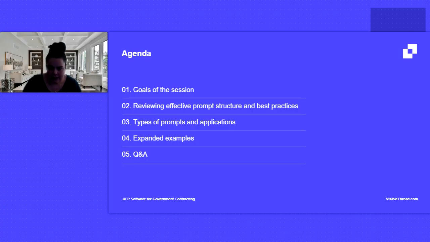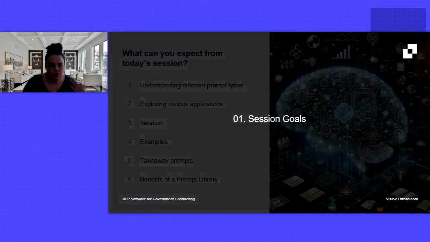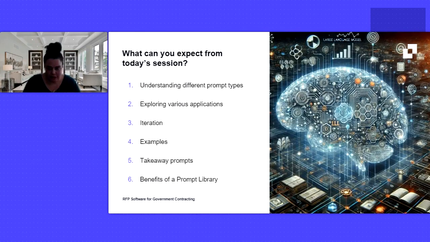All right, so kind of jumping into goals. So what can we expect from today's session? So really we want to understand different prompt types. I know that we have folks on the line likely who are at different levels. So some may be brand new to leveraging an LLM and creating content with generative AI, and some may be a bit more advanced. Regardless, we want to talk about different prompt types, and that's always helpful to look at different positioning and different ways that you can leverage generative AI to help in the process.